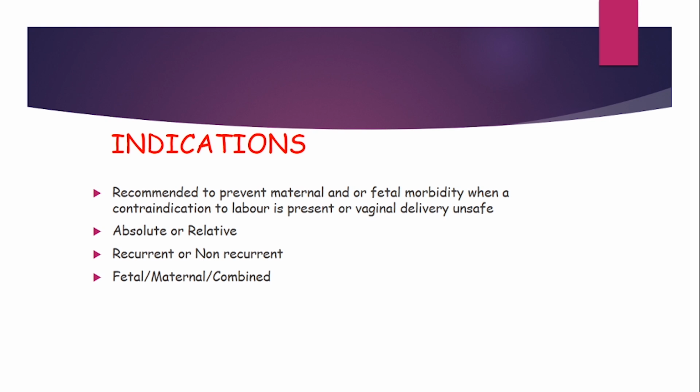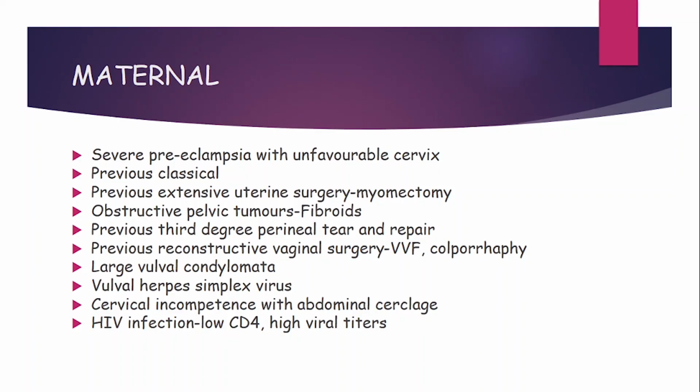The indication can be absolute or relative. It can be recurrent or non-recurrent. It can be fetal, it can be maternal, and it can be a combination of the two. So, let's highlight some of the maternal indications for cesarean section. Severe preeclampsia with unfavorable cervix. Previous classical cesarean section, you don't want to take them through VBAC. Previous extensive uterine surgery like myomectomy because of the risk of uterine rupture.